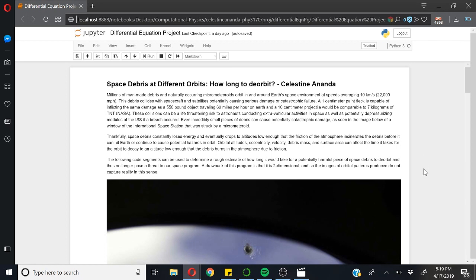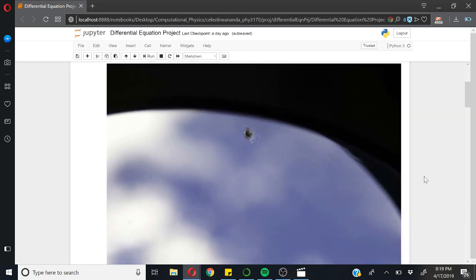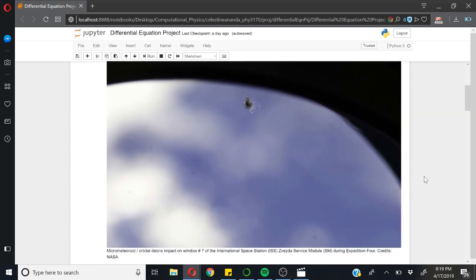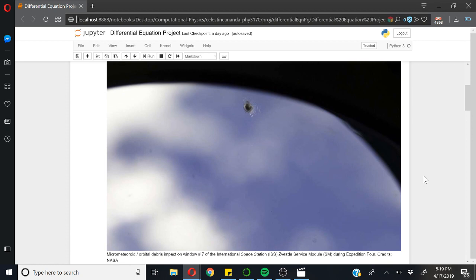So, just to show, this is an image from window number 7 of the International Space Station, and it's an orbital debris impact on a service module. I'm not sure how close this actually was to breaching, but if this had breached, it would have caused huge problems for any astronauts or any pieces of equipment in that module. The cabin would have depressurized, and they probably would have had to remove the astronauts and make repairs. It would have been catastrophic.